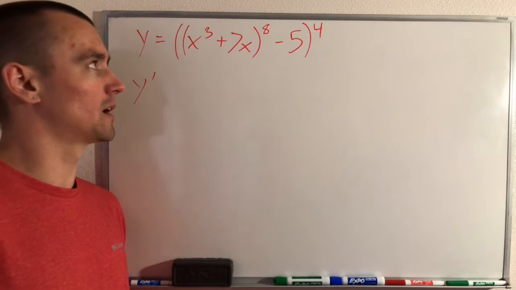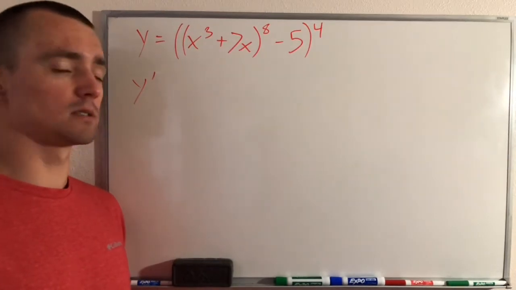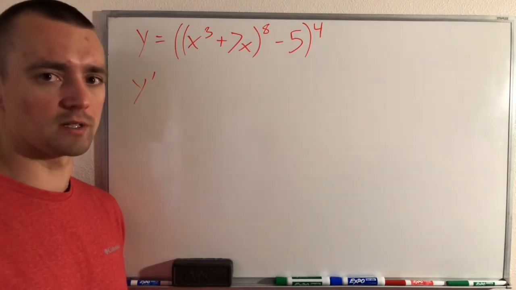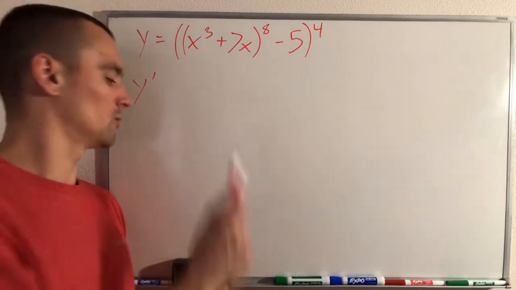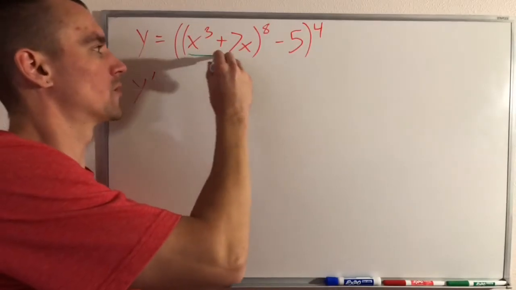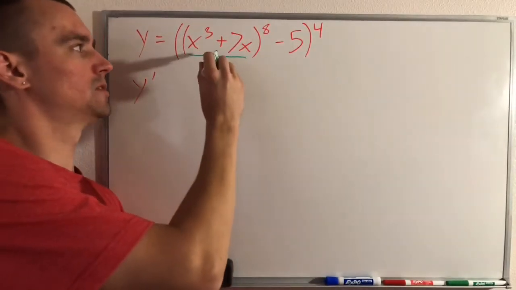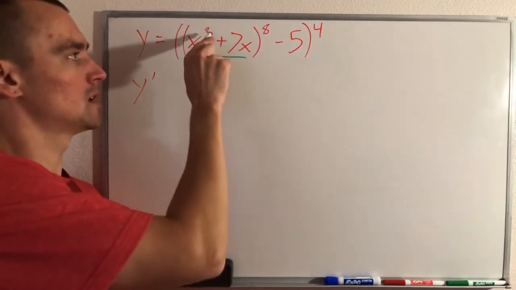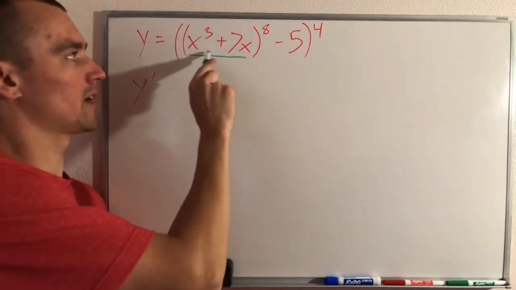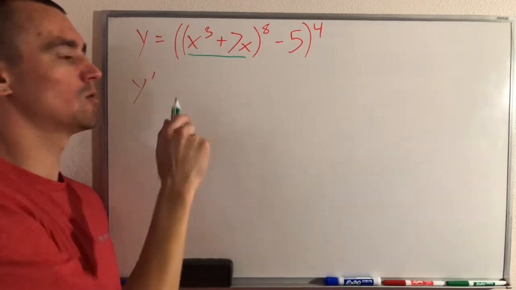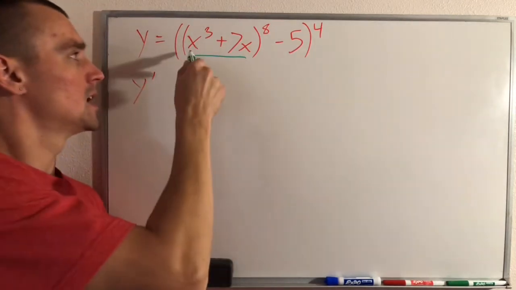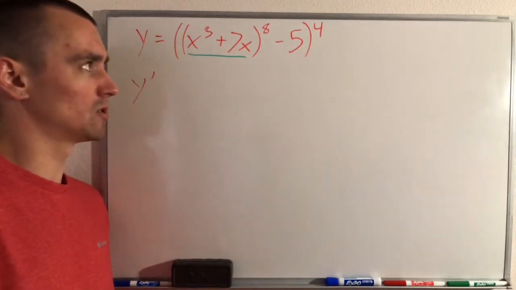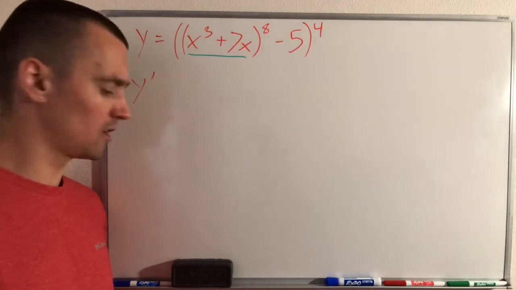If we were to plug in some x value, the first thing, based on order of operations and especially on how the parentheses are placed in this function, is the stuff within the parentheses, just the x cubed plus 7x piece. First, we would plug in our x, cube it, multiply it by 7, and then add those 2 things up. So we want to think of that as our inner function.